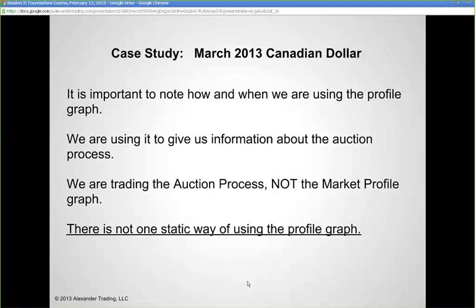But it's clear, I think, that there's certainly times where you've got to have a bar chart to get the best read on that auction, especially when you're looking for transition out of balance.